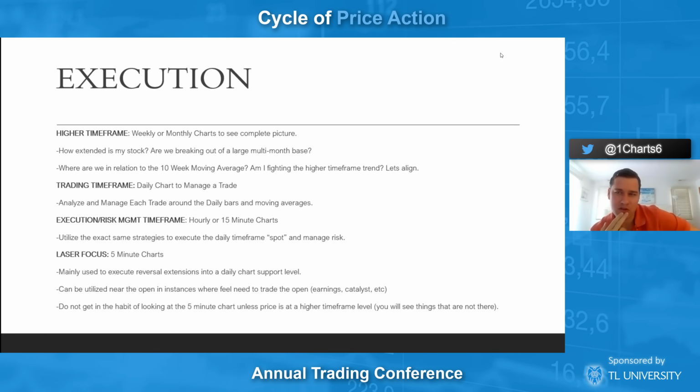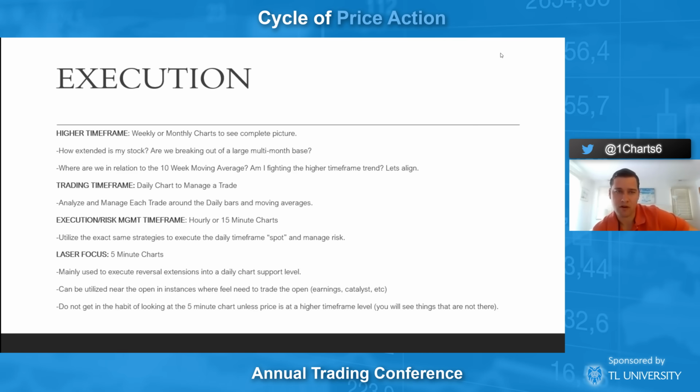I really use this mainly in two ways. If I am doing some day trading, I'll be looking at the 5 minute, but for the most part, I use it when I get an intraday reversal extension off of a daily support level. So let's say I'm trying to buy a pullback to the 20 period moving average on the daily chart. I might be looking for a reversal extension on the 5 minute chart. That's about the only time I actually trade the reversal extension. I find it's a harder pattern to execute.